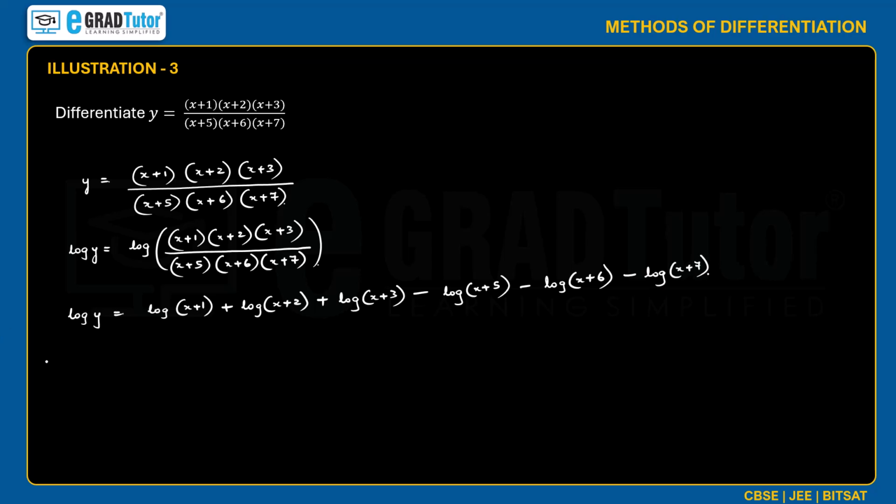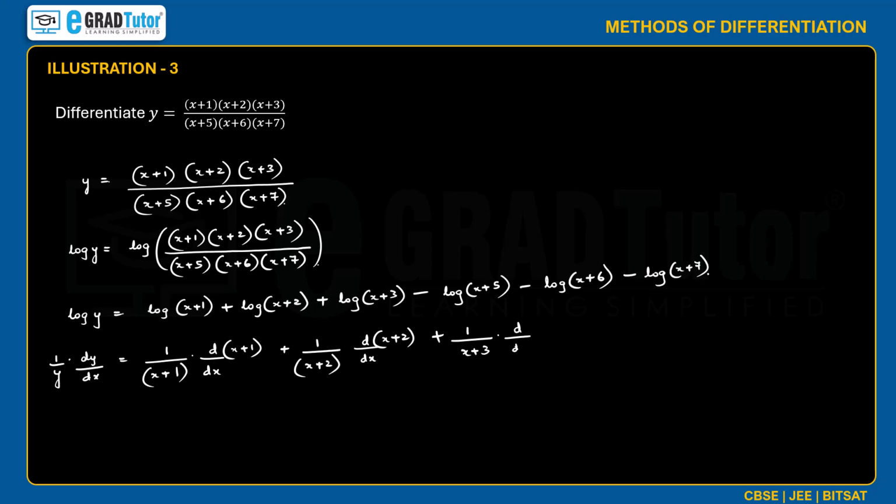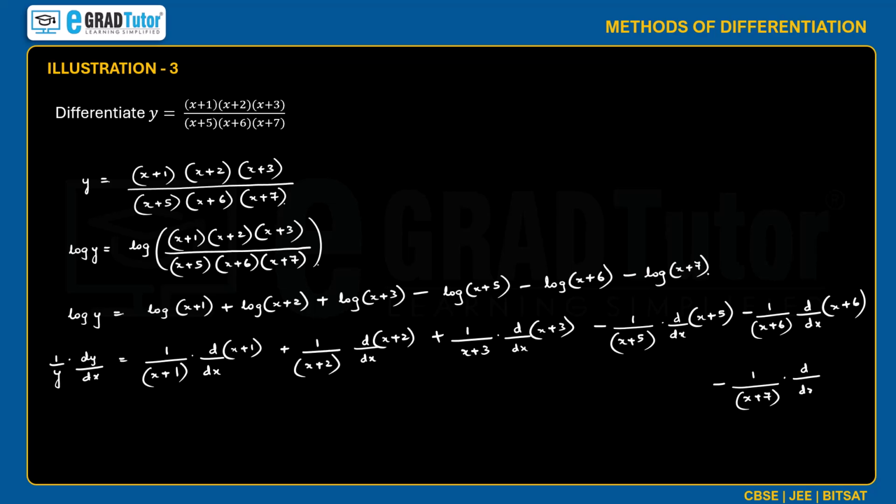Now differentiate on both sides. 1 by y dy by dx is equal to 1 by x plus 1 into d by dx of x plus 1, plus 1 by x plus 2 into d by dx of x plus 2, plus 1 by x plus 3 into d by dx of x plus 3, minus 1 by x plus 5 into d by dx of x plus 5, minus 1 by x plus 6 into d by dx of x plus 6, minus 1 by x plus 7 into d by dx of x plus 7.